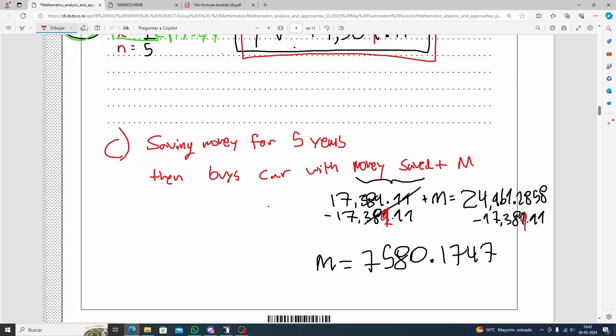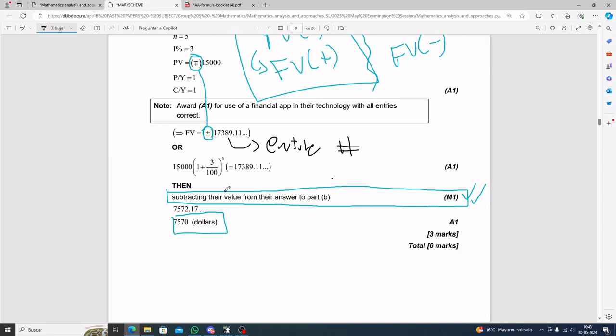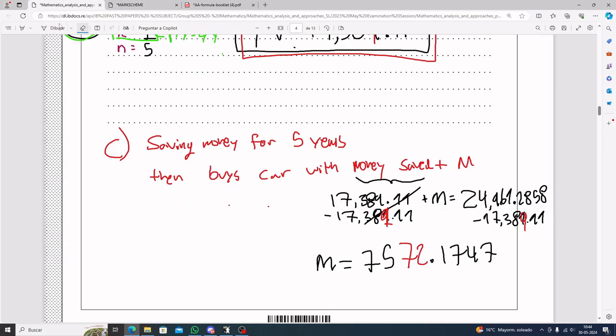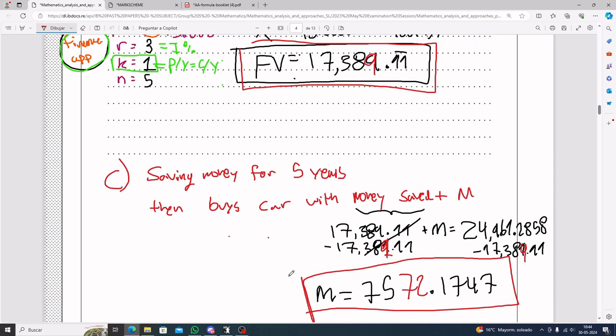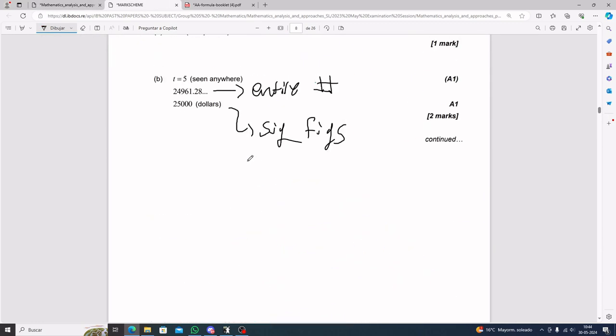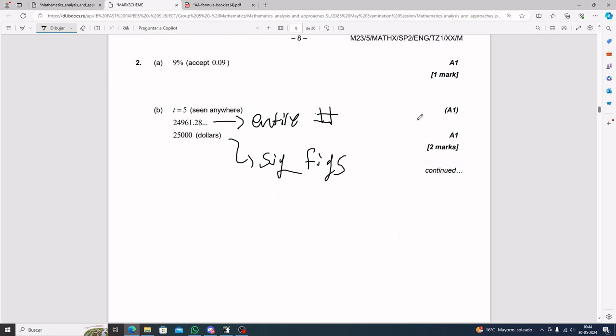So 7,572.1747. And this makes a lot more sense. 7572.17, right? So this makes a lot more sense. What I explained earlier is still relevant for me to mention. You can either leave everything in significant figures or anything with the entire number. See, so whatever you choose, stick to it. In this case, we chose the entire number. I could have done sig figs.